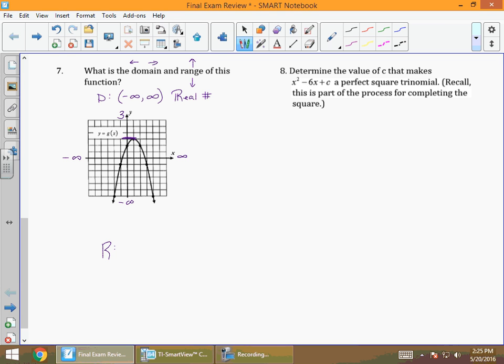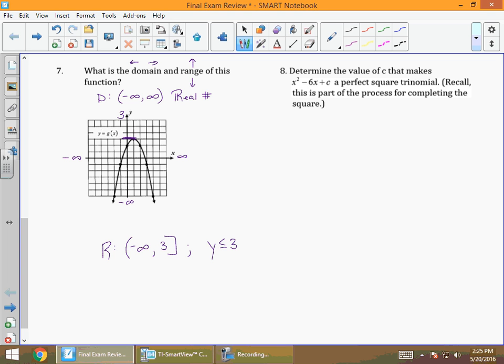So when I think about what is happening, this thing is coming from -infinity, and it's going all the way up to 3. And it is allowed to equal 3, so you can put a bracket on that 3. Another way to write this is in terms of y. Y has to be any number that is smaller than or equal to 3. And those are two different ways to write the same answer.